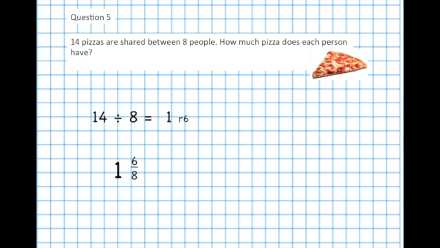And straight away I can see that my fraction needs simplifying. Both 6 and 8 will divide by 2 to give me 3/4. So each person will get 1 3/4 of a pizza.